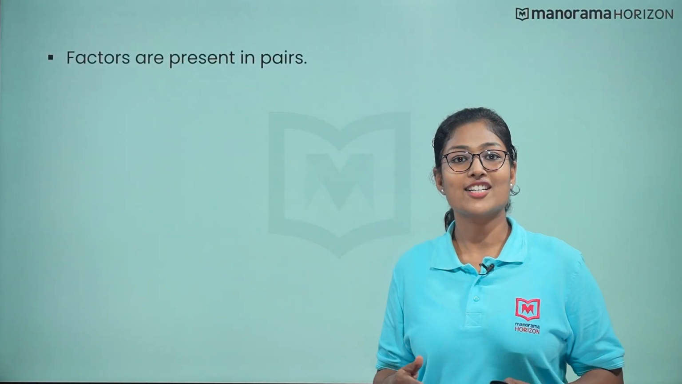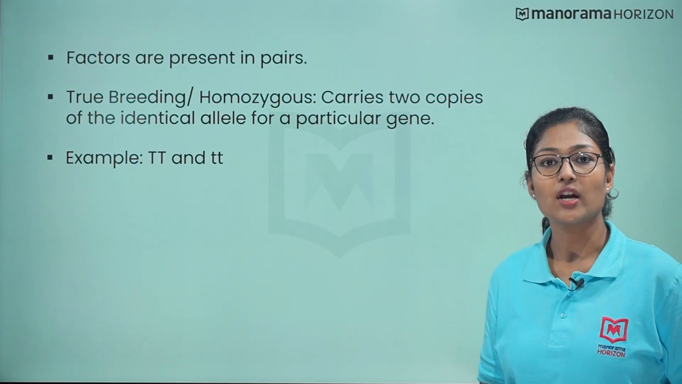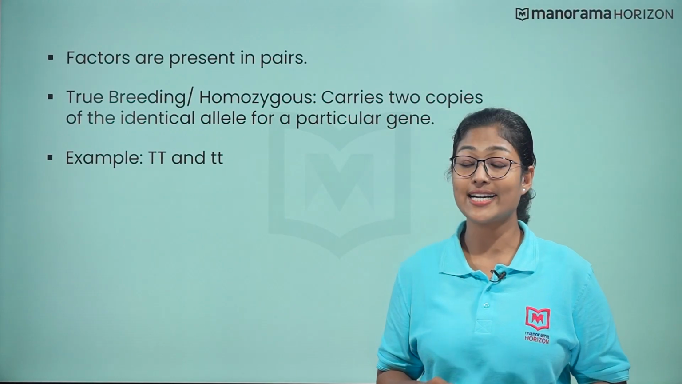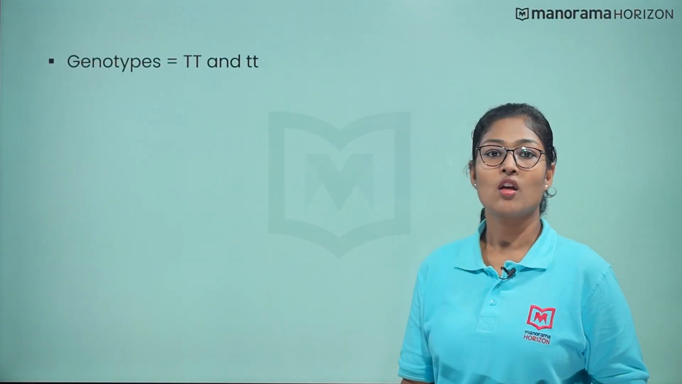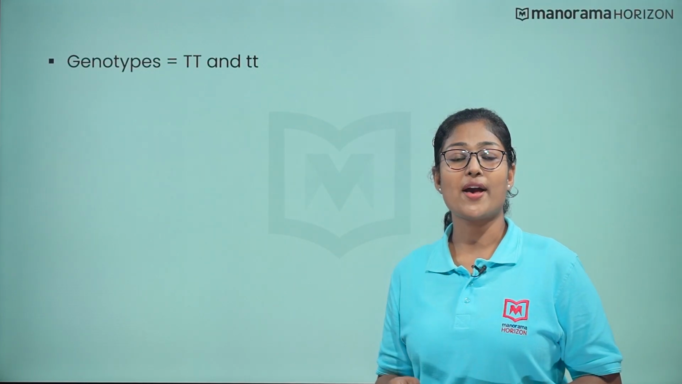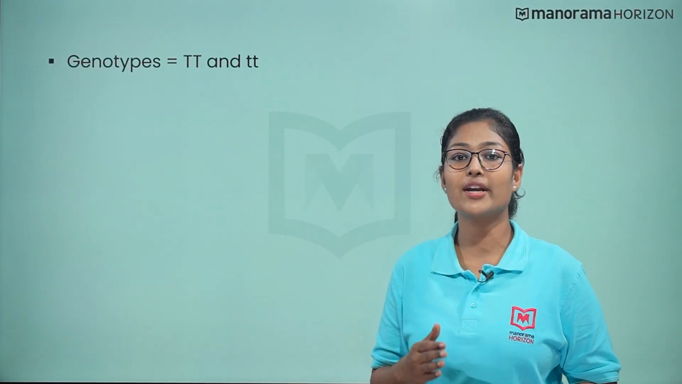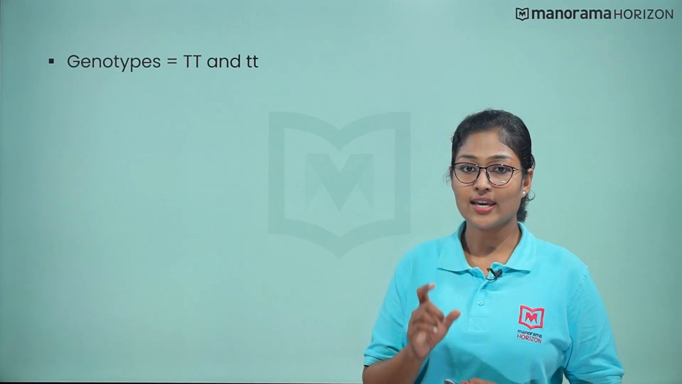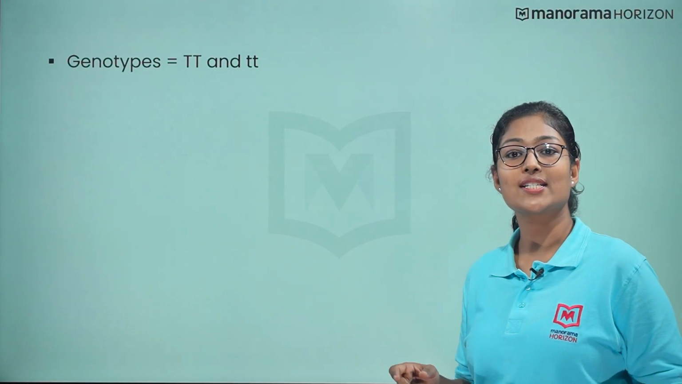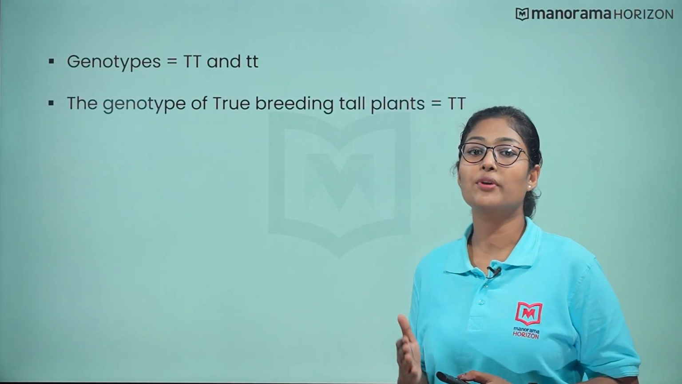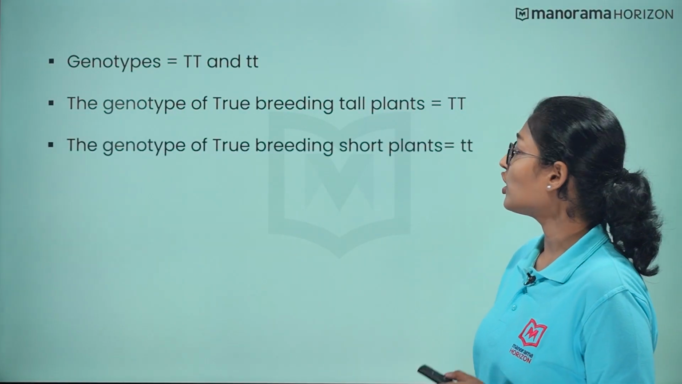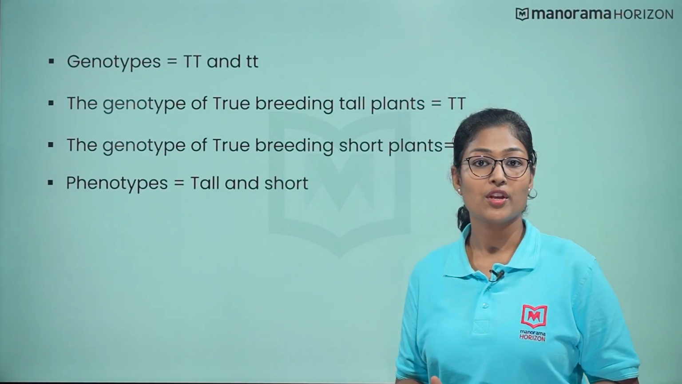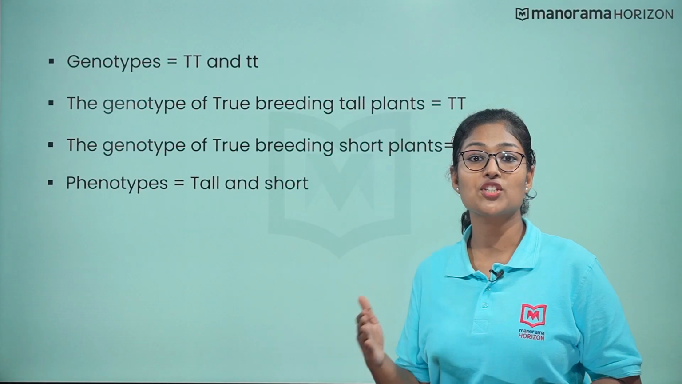According to Mendel, factors are present in pairs. A true breeding or homozygous organism for a trait carries 2 copies of the identical allele for a particular gene. For instance, the allelic pair for the stem height present in true breeding tall and short pea plants would be capital TT and small tt. Here, capital TT and small tt represent the genotype of true breeding tall and true breeding short plants respectively. The phenotypes are tall and short here, which describes the morphological expression of the genotype.